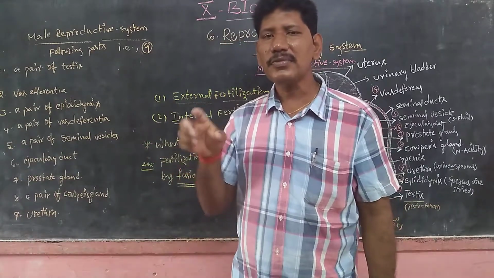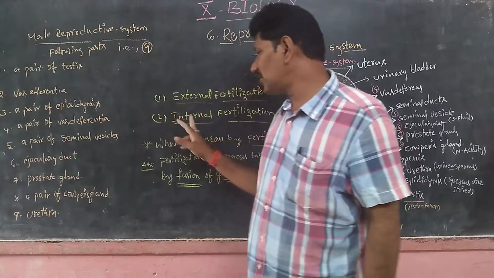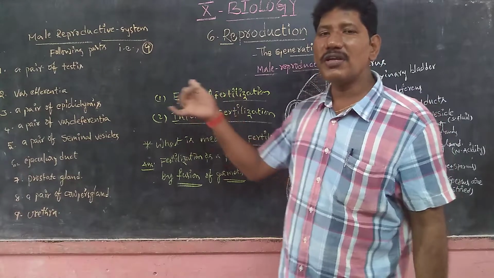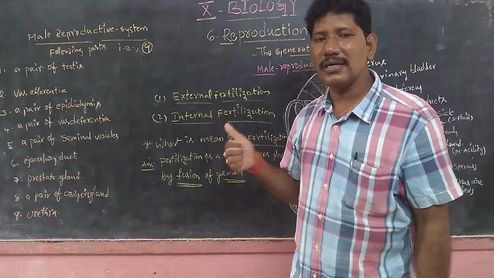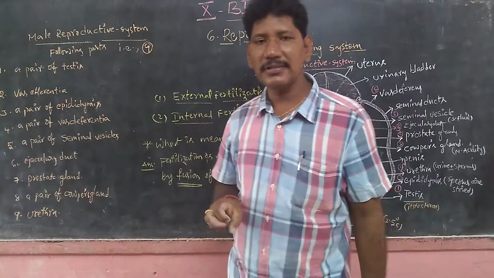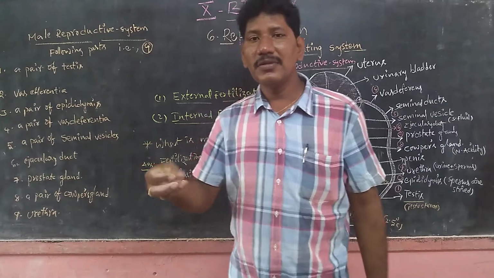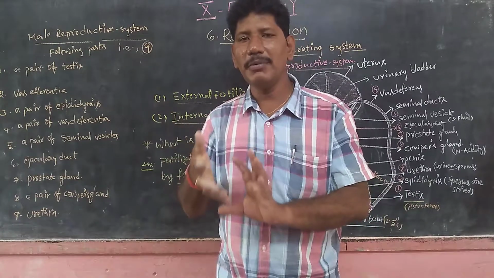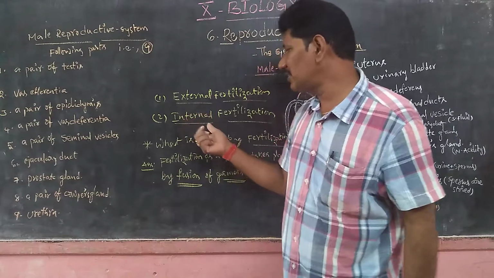Is that clear, children? We have been discussing external fertilization and internal fertilization. What do we mean by external fertilization? The fertilization which takes place outside the female body is called external fertilization. The best examples are aquatic animals like fishes and amphibians. For internal fertilization, the examples are birds, the egg-laying terrestrial organisms. After fertilization in the female body, they develop into embryos, leading to childbirth. So this is external fertilization and internal fertilization.